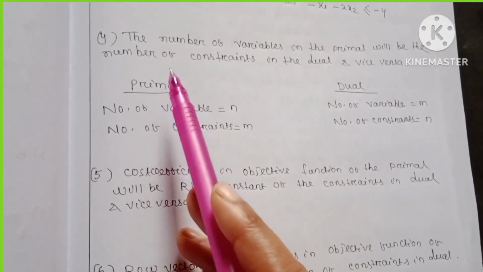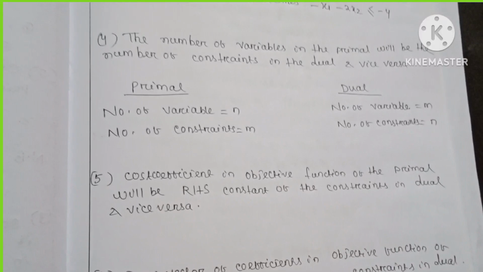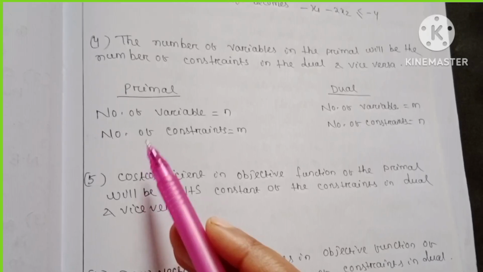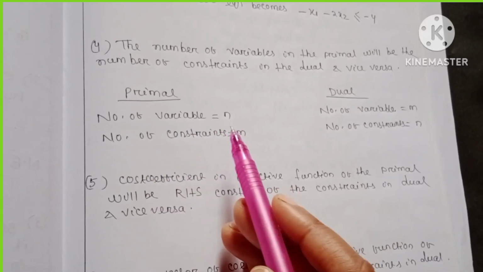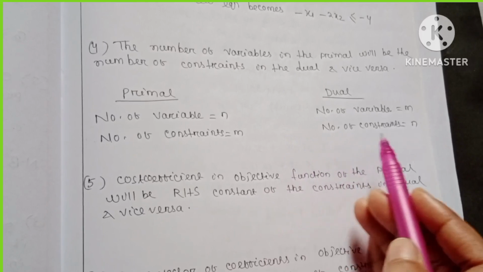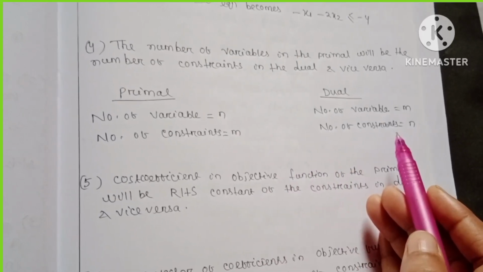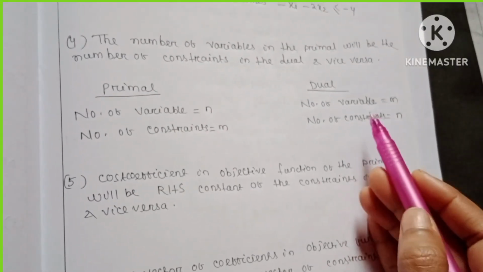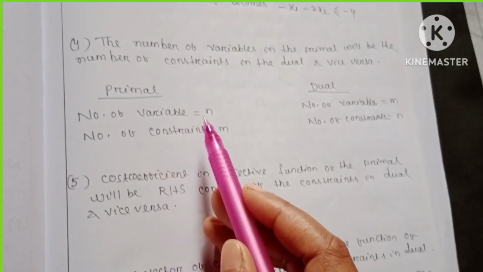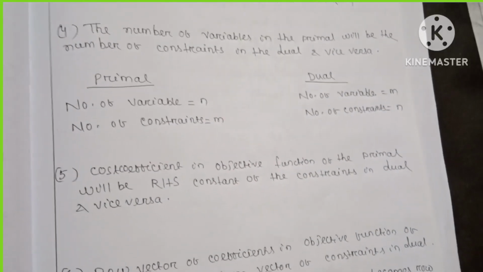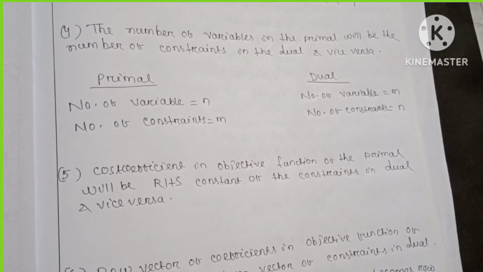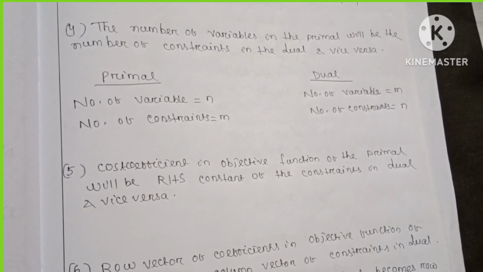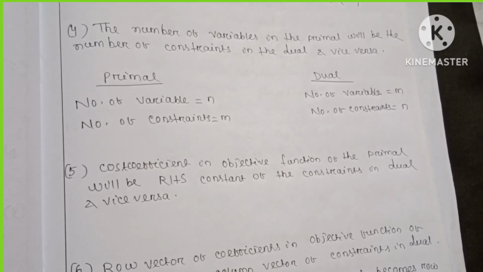The next step is, the number of variables in the primal becomes the number of constants in the dual, and vice versa. That means the number of variables in the primal becomes the number of constants in the dual problem, and the number of constants in the primal problem becomes the number of variables in the dual. That means if there are n variables in the primal, then in the dual there will be n constants, and if there are m constants in the primal, then there will be m variables in the dual.